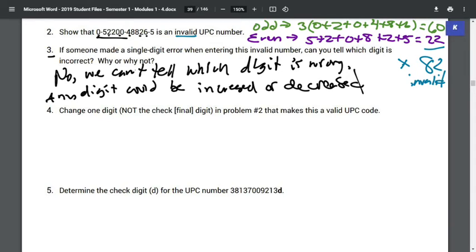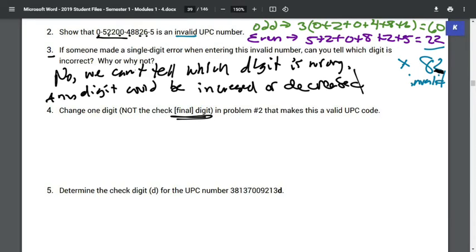The next one's another one I want you to try on your own. It says change one digit, not our check digit, in problem 2 to make this a valid code. So we see that we're off. We should be able to see how much we're off by, 2 right there, for this being a valid code, or we can go up towards 90 if we would want. But it wants us to change one of these digits up here to make it valid.